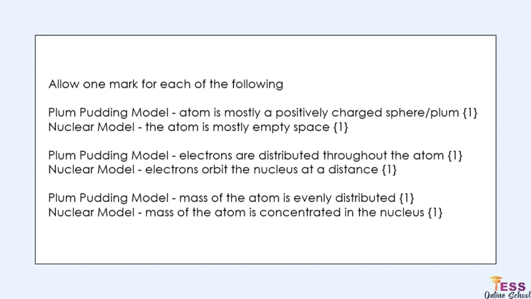The first thing you could have said is that within the plum pudding model, an atom is mostly a positive charged sphere or a plum, whereas in the nuclear model, the atom is mostly empty space. Another point you could have mentioned is that in the plum pudding model, electrons are distributed throughout the atom randomly. However, in the nuclear model, electrons orbit the nucleus at a distance. Lastly, you could have said that in the plum pudding model, the mass of the atom is evenly distributed, whereas on the other hand, in the nuclear model, the mass of the atom is concentrated in the nucleus.